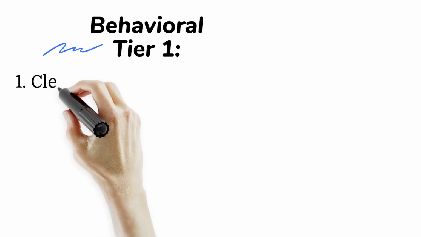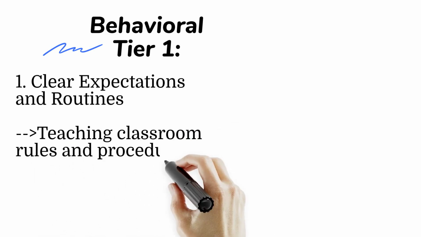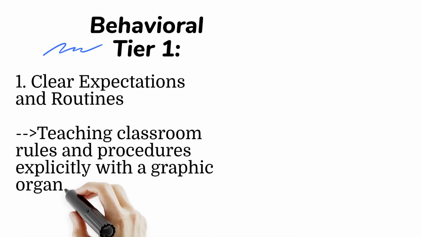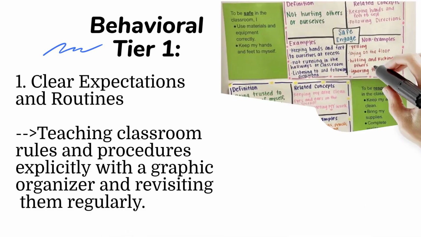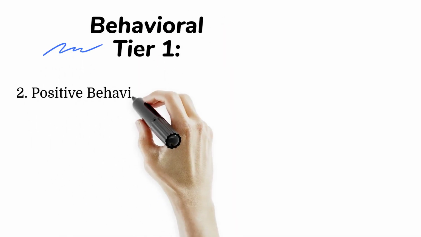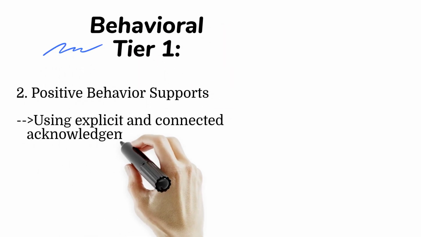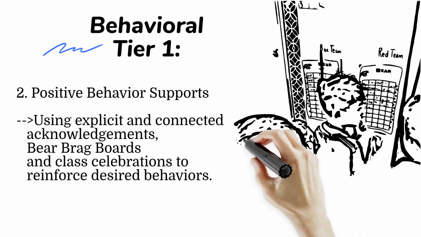Behavioral Tier 1 examples. Clear expectations and routines. For example, teaching classroom rules and procedures explicitly with a graphic organizer and revisiting them regularly, based on the CBE's core values: be safe, be respectful, be responsible. Positive behavior supports. For example, using explicit and connected acknowledgments, bear brag boards, and class celebrations to reinforce desired behaviors.